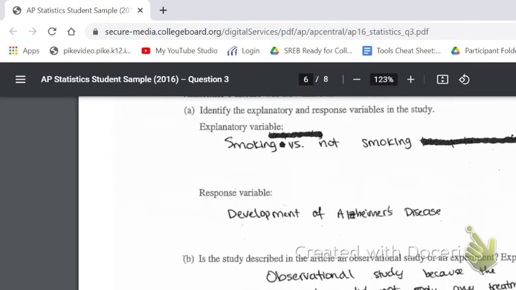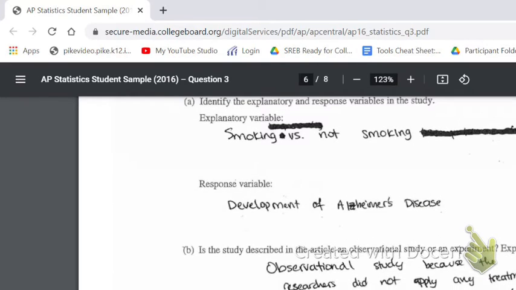Is the study described in the article an observational study or an experiment? And they said observational study because the researcher did not apply any treatment. Instead, they watched and took data from subjects from 2 different groups. Since neither group received any form of treatment, this was not an experiment. What do you think? I like that. Correctly identifies it as observational.